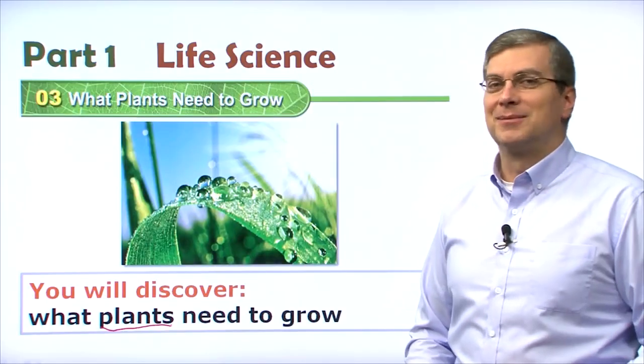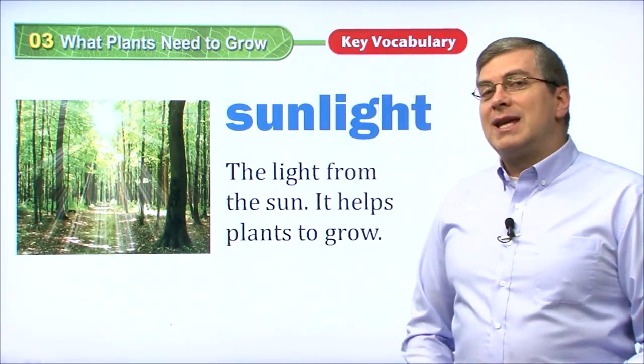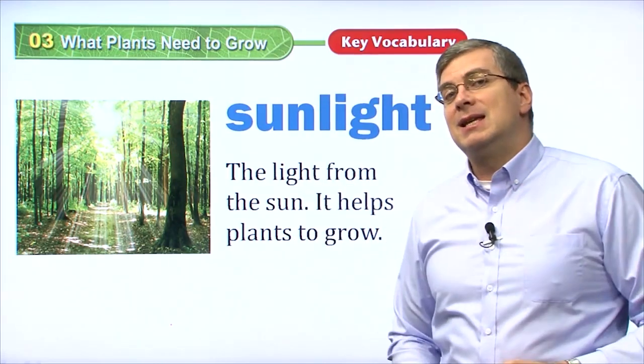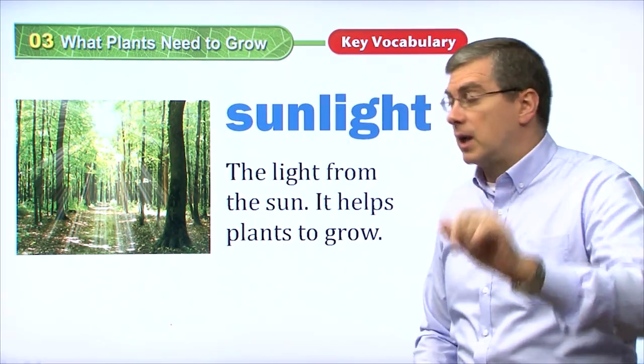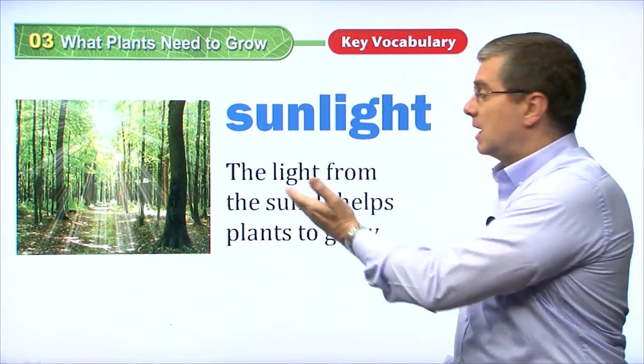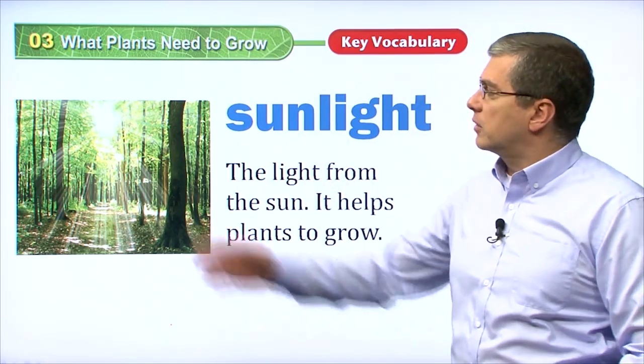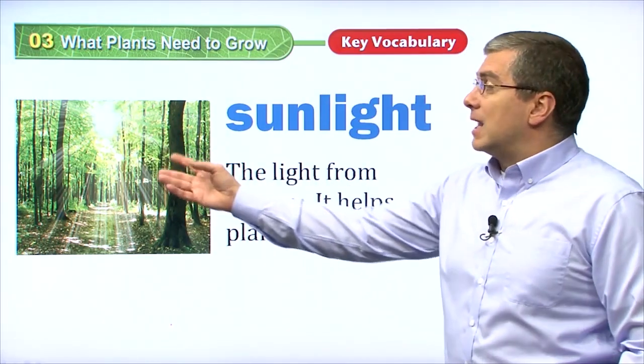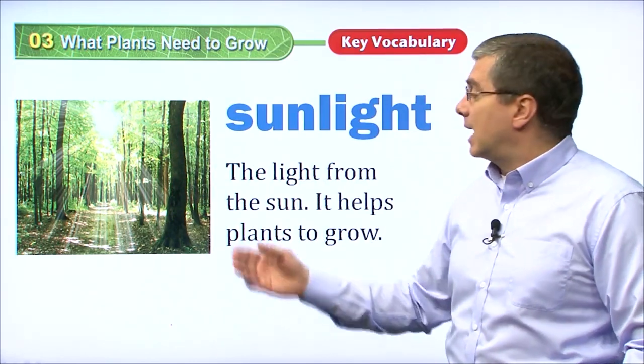Let's get started. There are actually six things that plants need to grow big and strong. The first one is sunlight. What is sunlight? Well, of course, we know we have the sun. It rises every day, and it gives us light. And that is what sunlight is.